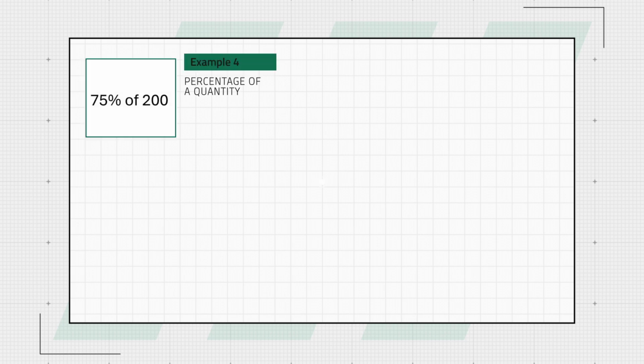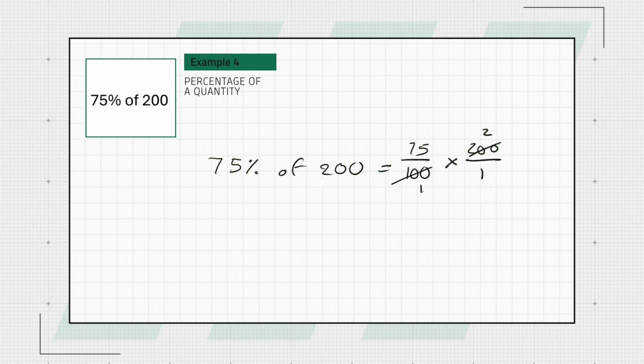Alright, let's look at the last one we have, which is 75% of 200. We set this up the same way as all of them. We do 75 over 100 times 200 over 1. And then we look for common factors. An obvious common factor here is between the 100 and the 200. Let's divide both by 100. 100 divided by 100 is just 1. 200 divided by 100 is going to be 2. I'm left with 75 over 1 times 2 over 1, which is just 75 times 2, which is equal to 150.